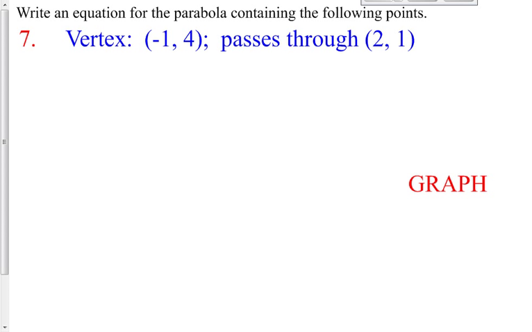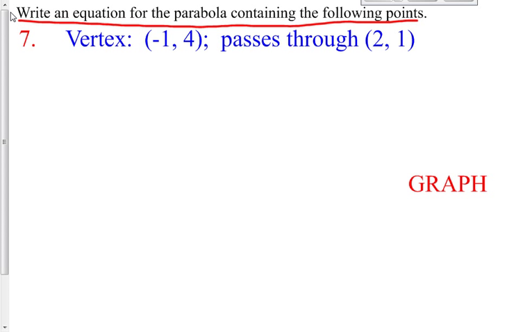What we have right now is just a bunch of information, and we want to put this information into an equation that will work in every single case involving this information. So the directions say, write an equation for the parabola containing the following points.